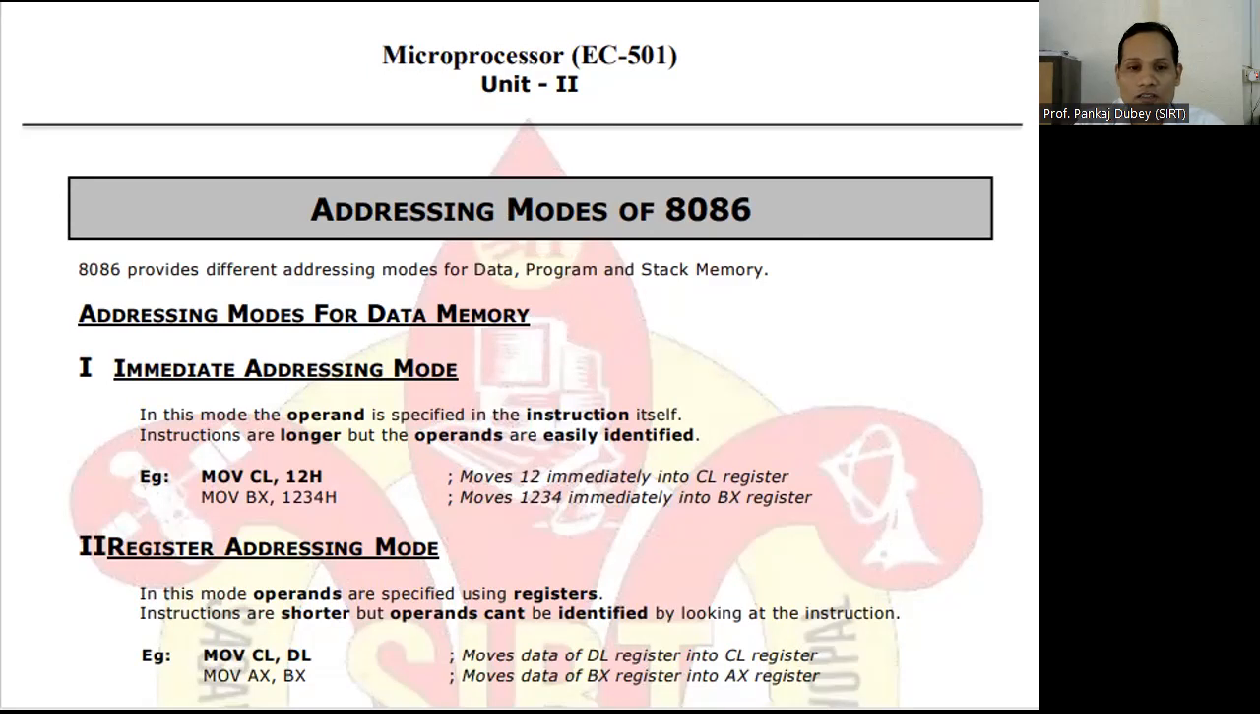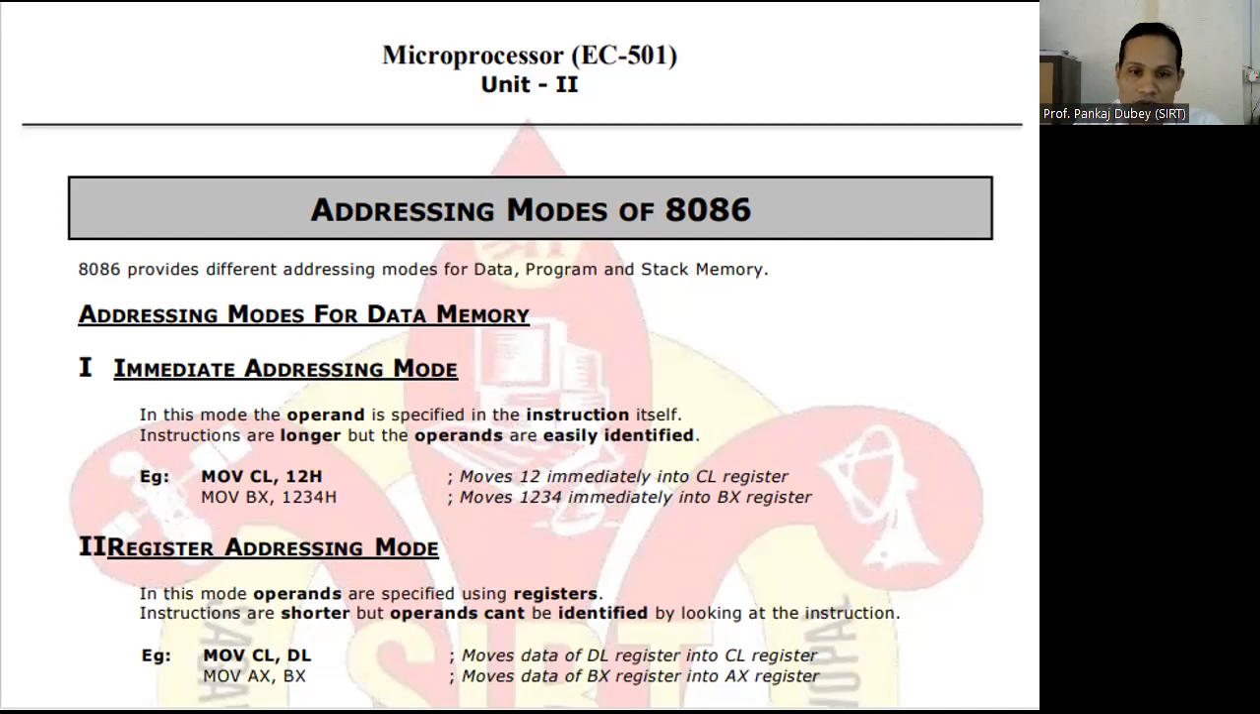Now the first example given on the screen: MOV CL, 12H. MOV is a mnemonic indicating data transfer, CL is an 8-bit general purpose register, and 12H is immediate data in the instruction. The instruction denotes that 12H is immediately transferred into the CL register. The 12H is a hexadecimal number and an 8-bit number, and CL is also an 8-bit register present in the internal architecture of the 8086 microprocessor.